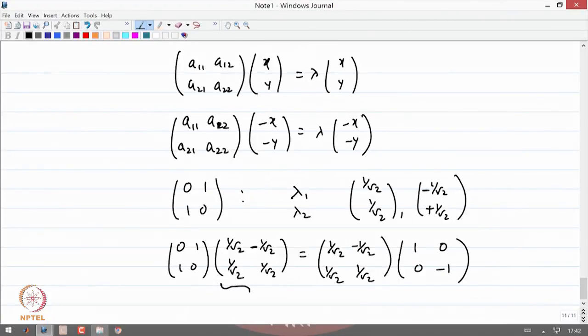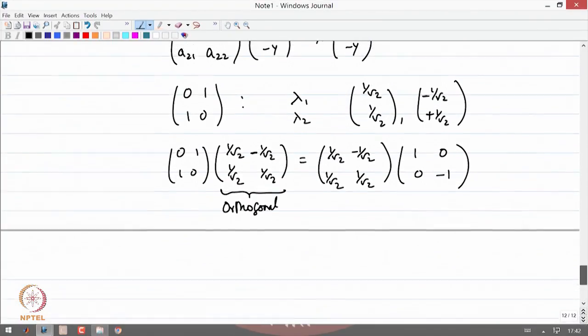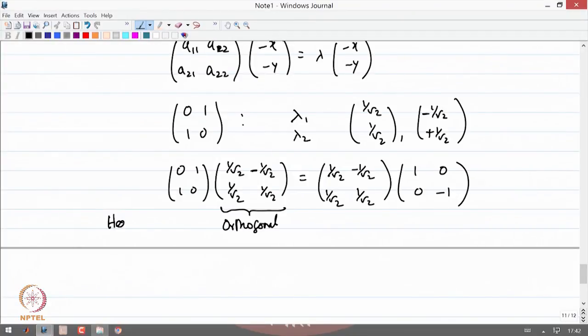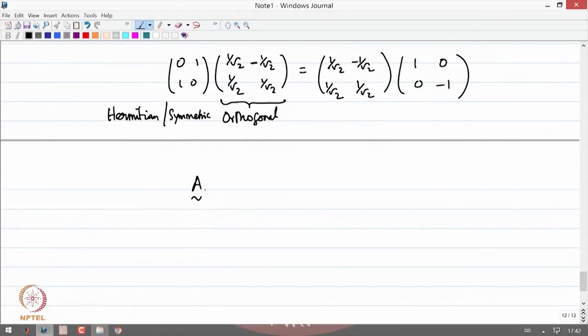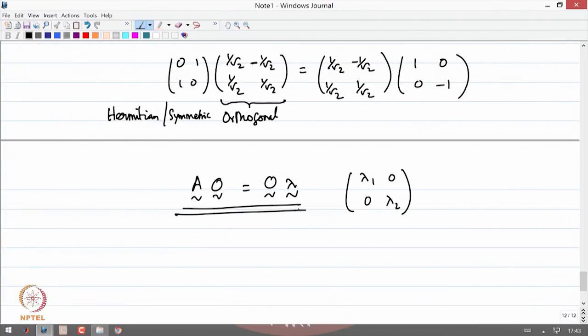So now you call this an orthogonal matrix. These are real eigenvalues. Therefore you see that this matrix is also Hermitian. This is a Hermitian matrix or symmetric matrix essentially, because the elements are real. For a symmetric matrix A, you see that A times an orthogonal matrix O is equal to the orthogonal matrix O times the eigenvalue matrix lambda, where the eigenvalues are the matrix elements along the diagonals. This is a very standard form.